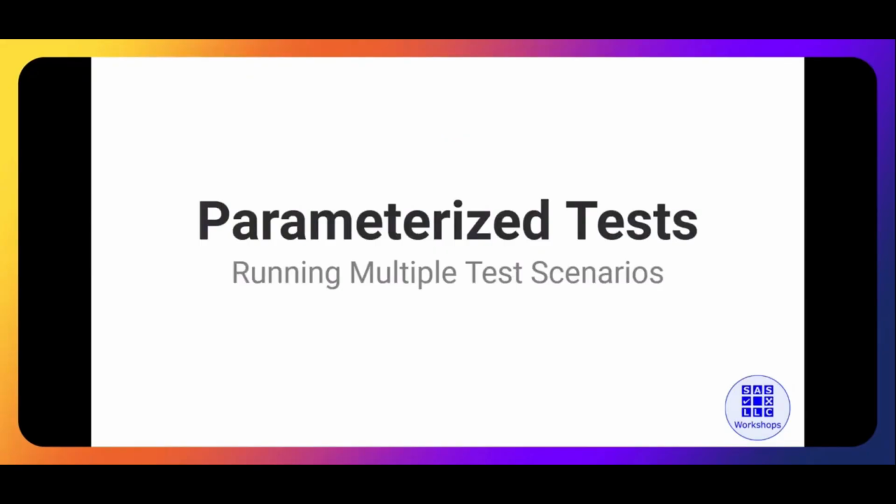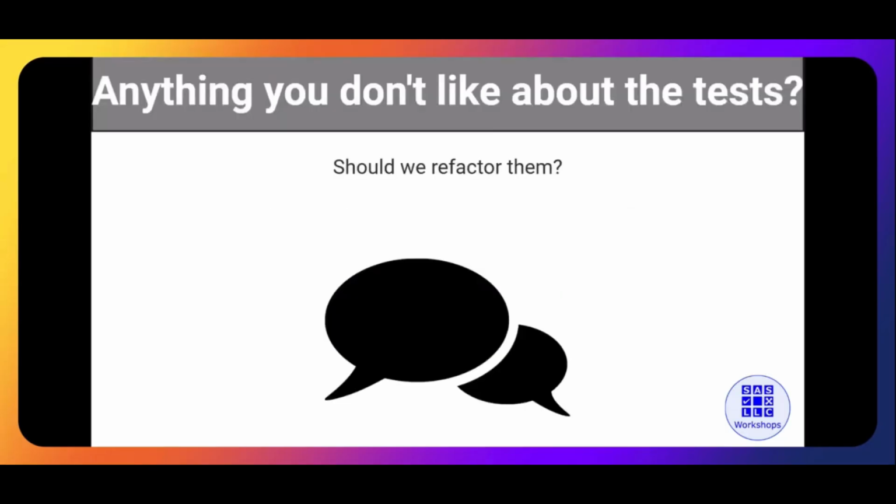Now we're going to talk about a topic called parameterized tests. And it's basically running multiple test scenarios. So you have one test and you're just changing some of the inputs, and we'll talk about that in a minute. So the first thing to ask, is there something that you don't like about the test that you wrote?